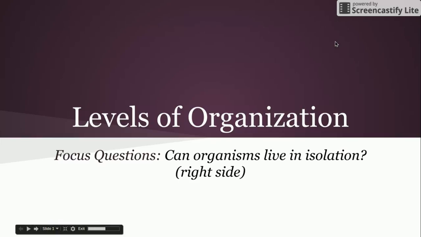Okay, so today we're going to talk about the levels of organization, and our focus question is going to be, can organisms live in isolation?